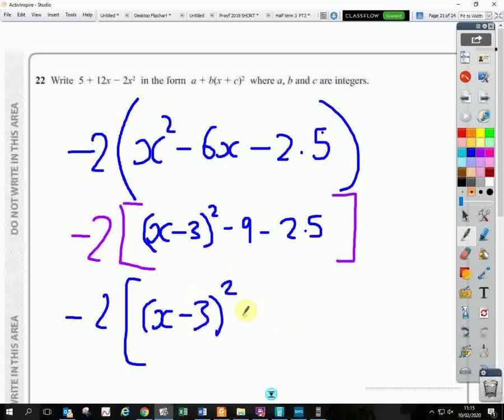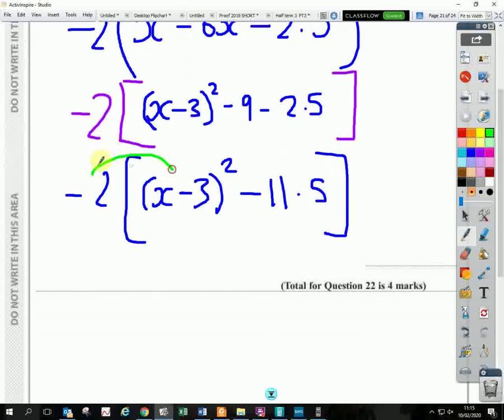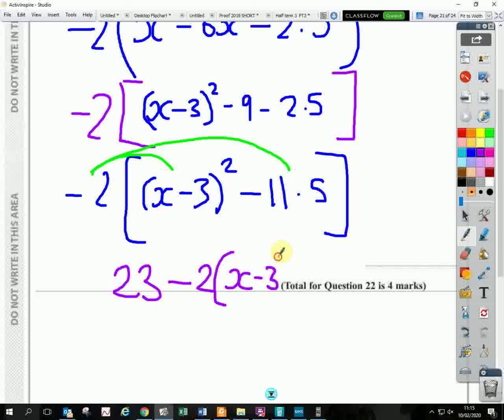So we end up with -11.5 here. And finally, we can multiply out the square bracket like this. So if I times -2 by -11.5, I end up with +23. And if I times the bracket by -2, I end up with -2 and then the bracket. This is the answer to the question, and it's in the correct format as well.